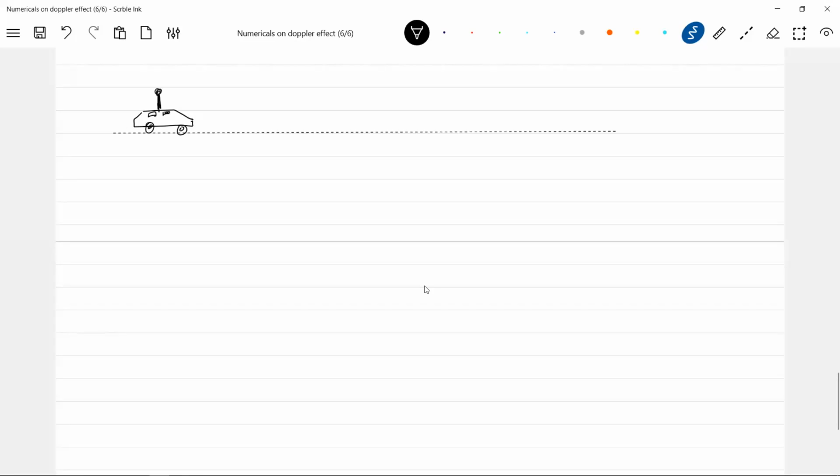This is a source of sound. It is moving with a velocity, say v1. Here is a person moving with a velocity v2, and there is a truck.